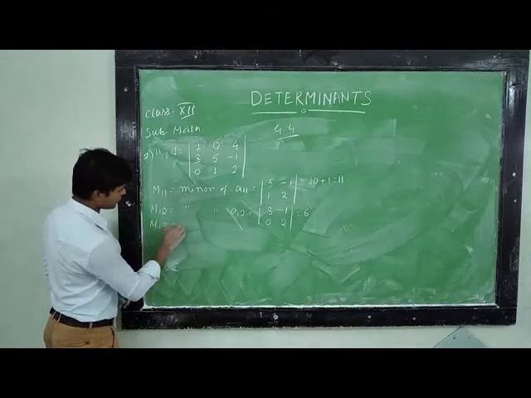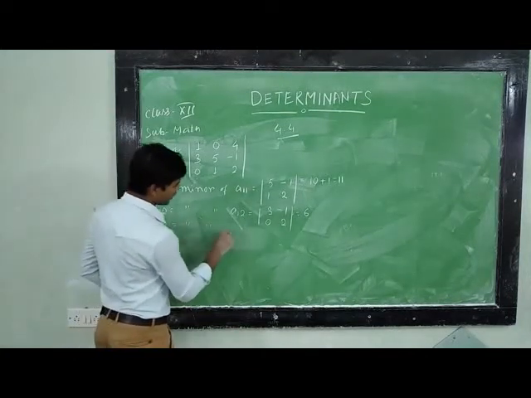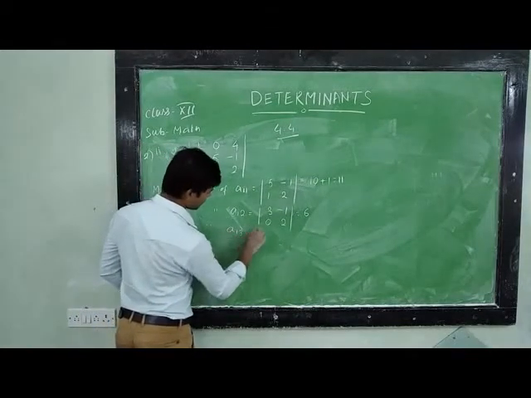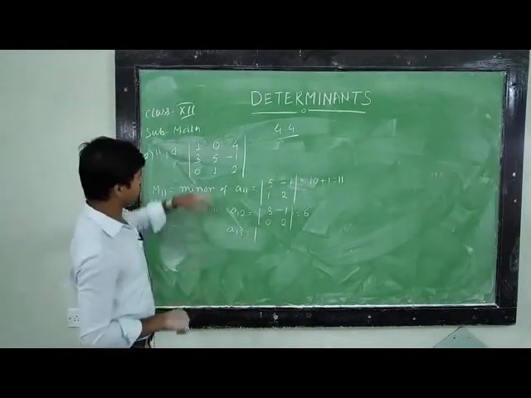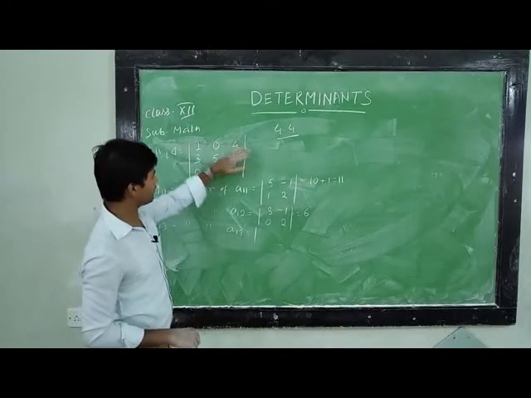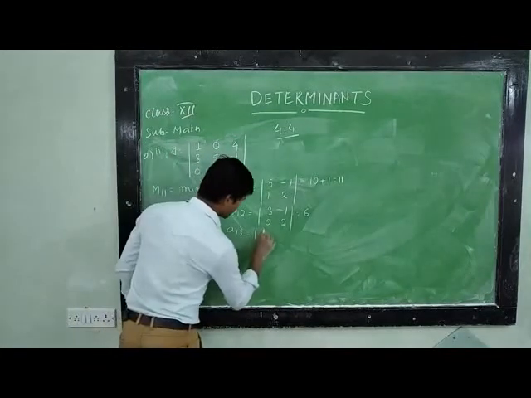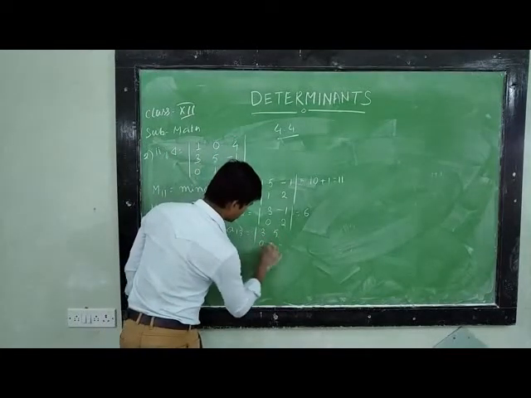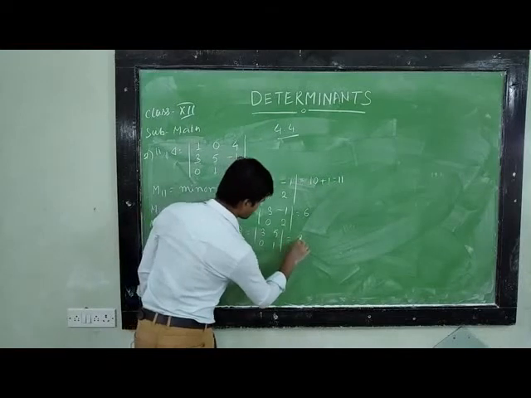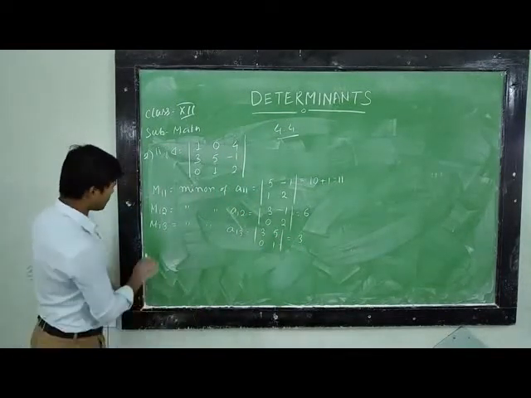Now M13, that is minor of the element A1 comma 3, is equal to the determinant of, so you have to cover the first row and the third column. So 3, 5, 0, 1. So that is equal to 3.